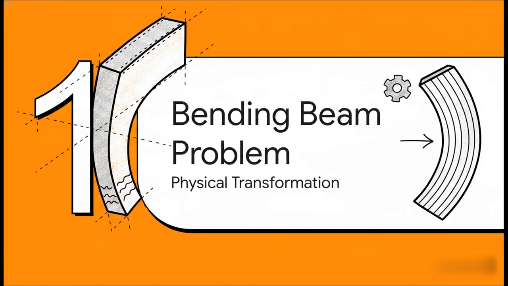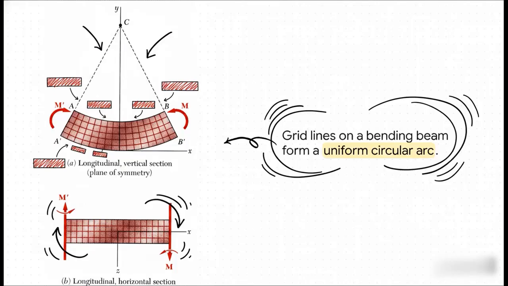All right, section 1, the bending beam problem. Before we can even touch the mathematical assumptions, we really need to establish what physically and geometrically happens to a prismatic member, a beam with a uniform cross-section, when it gets bent. If you look at the grid lines on this beam undergoing pure bending, something really cool happens. When the beam is subjected to equal and opposite bending couples, it bends uniformly to form a perfect circular arc.